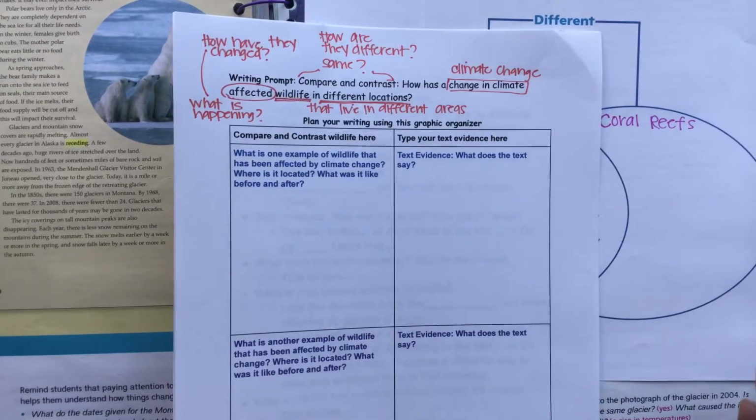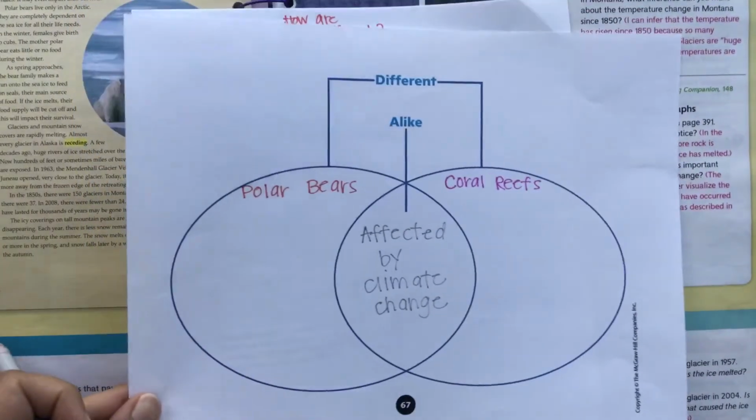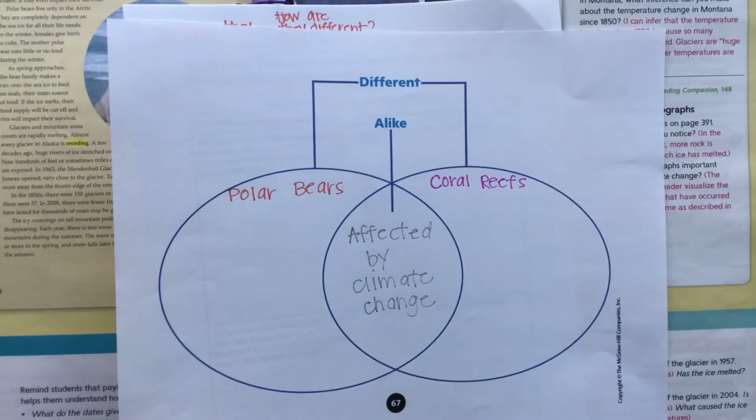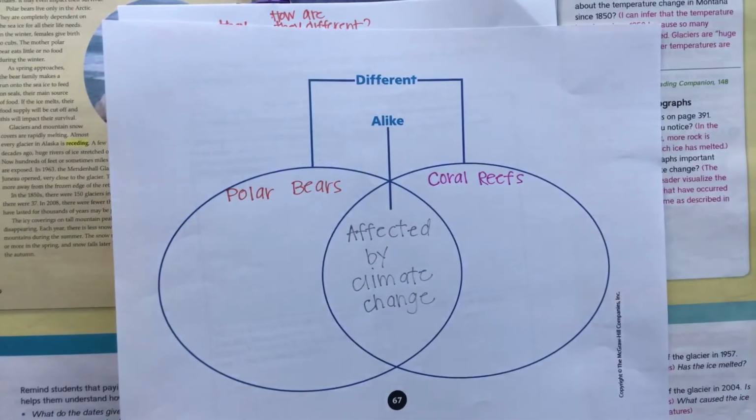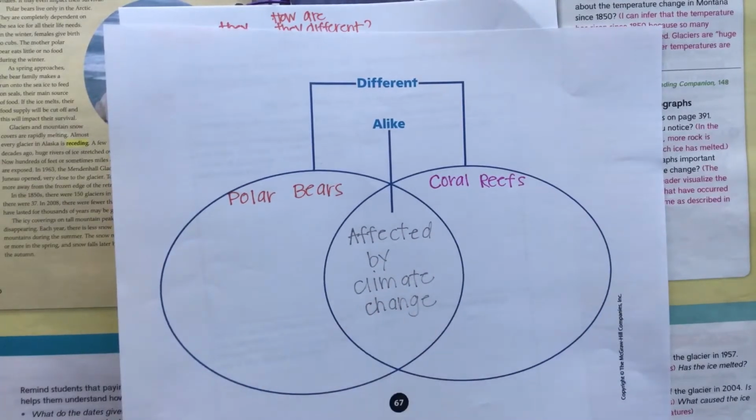You do not have to write about the two examples of wildlife that I find, because you might find something different that you want to write about. So I'm going to move this page and I'm going to use another graphic organizer like we did before. And the two examples of wildlife that I'm going to use are polar bears and coral reefs. I clearly remember global warming talking about climate change and how it has affected both of them. And so that's going to be my focus for the mini lesson. So I already filled in the middle. How are they alike? Both have been affected by climate change.